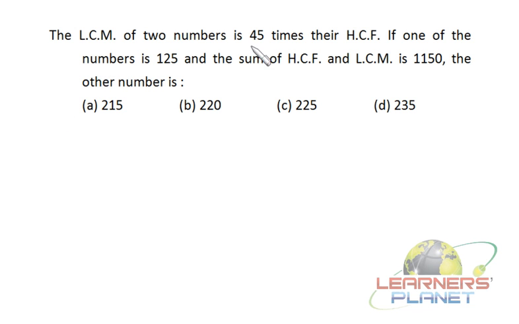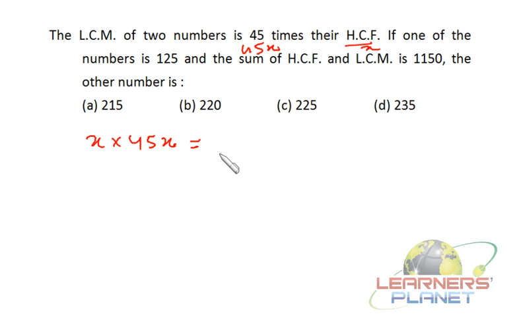The L.C.M of two numbers is 45 times their H.C.F. If one of the numbers is 125 and the sum of H.C.F and L.C.M is 1150, the other number is? Okay. Now the H.C.F is x. So if H.C.F is x, LCM will be 45x. Okay. So the product of H.C.F into LCM is x into 45x, which is equal to the product of the numbers.